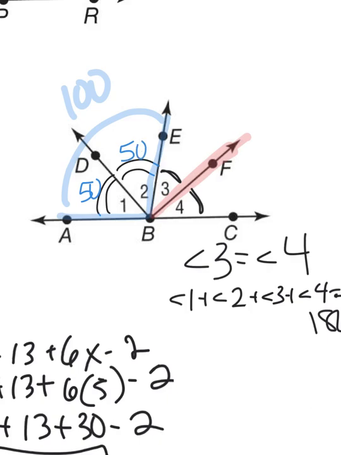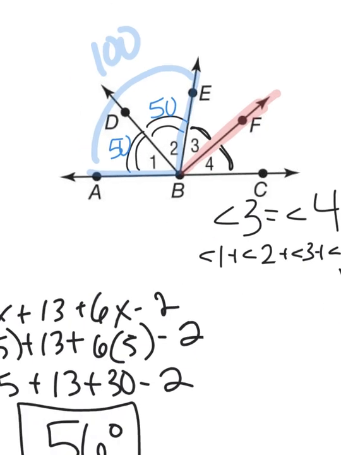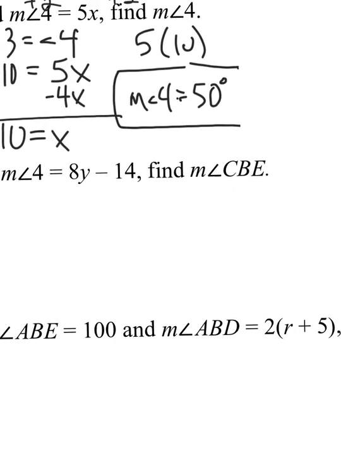50. Good job. It says that ABD is equal to 2 times R plus 5. But the final answer wants DBE. So either way, it wants us to solve for the R and plug it back in. So we know it's 50.